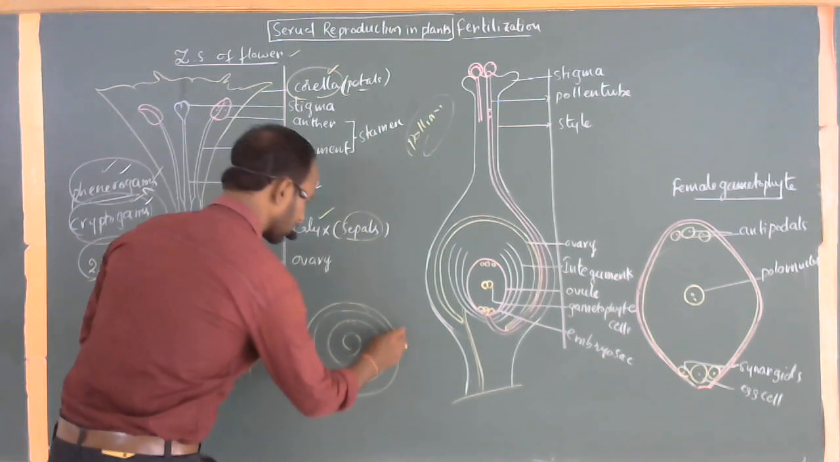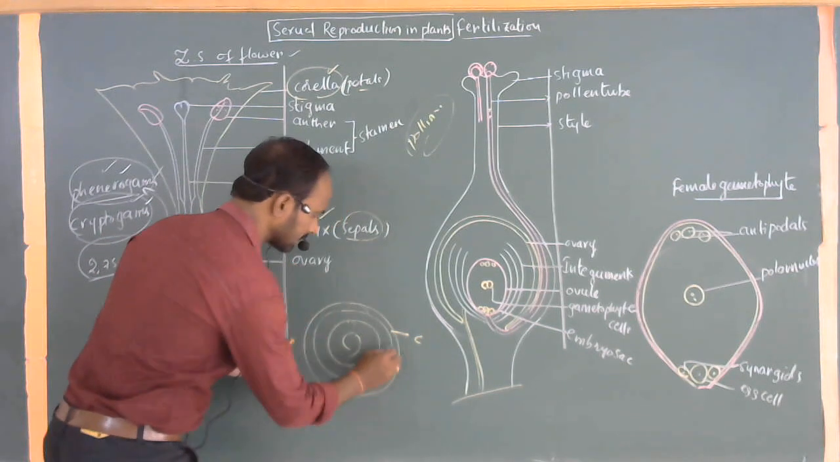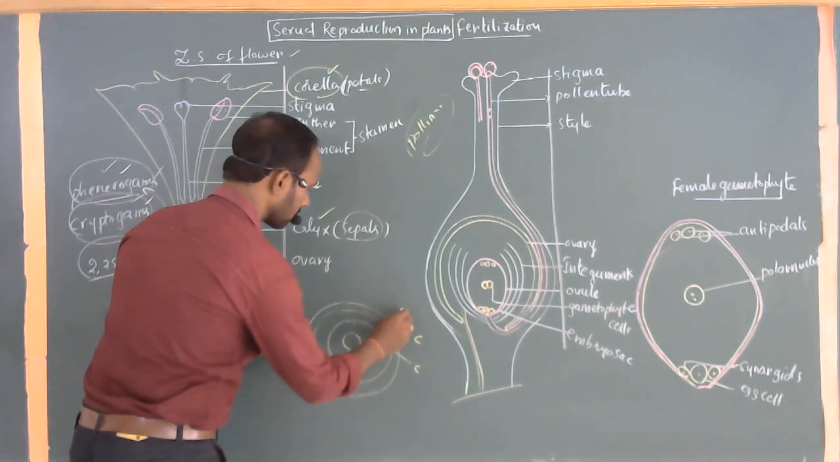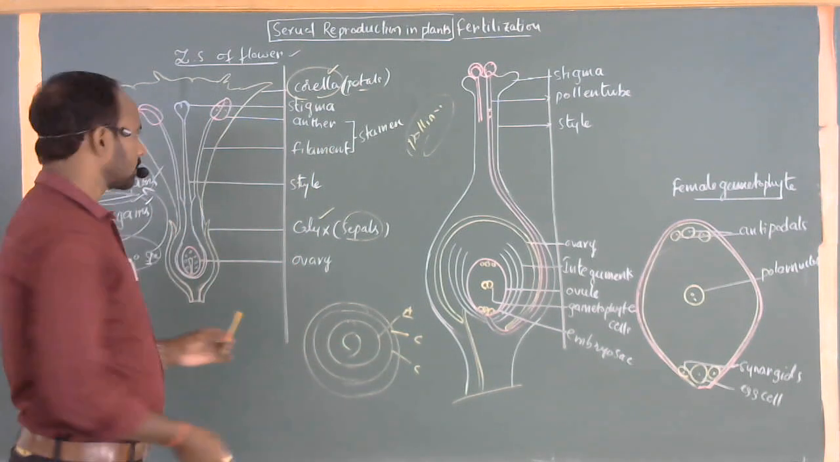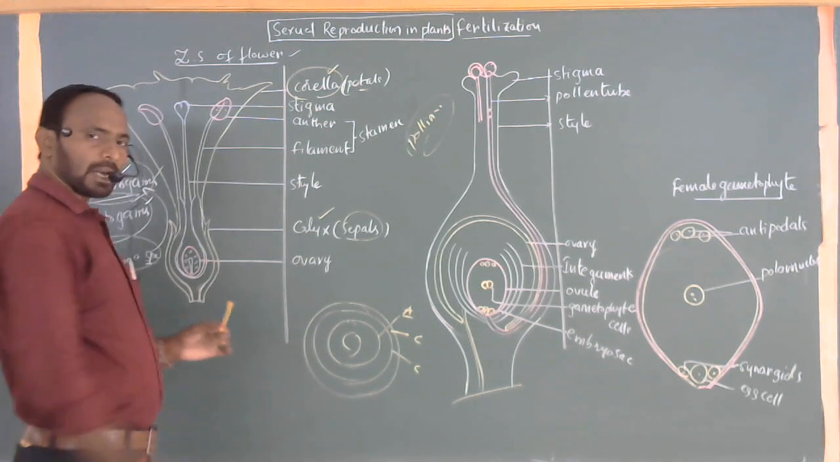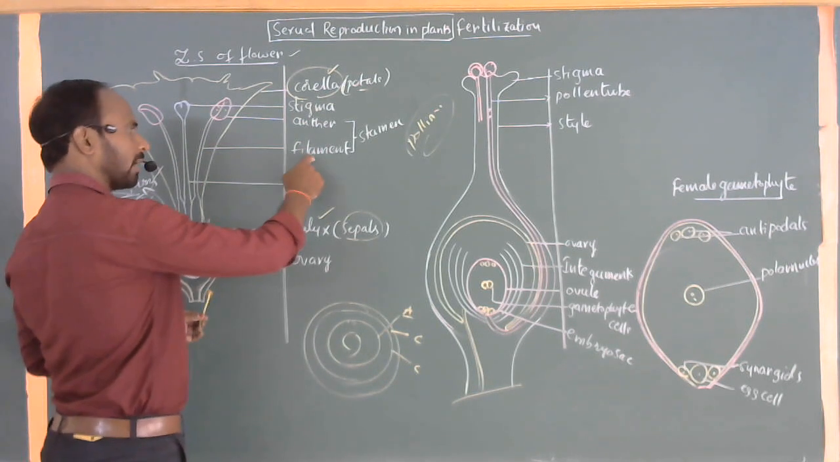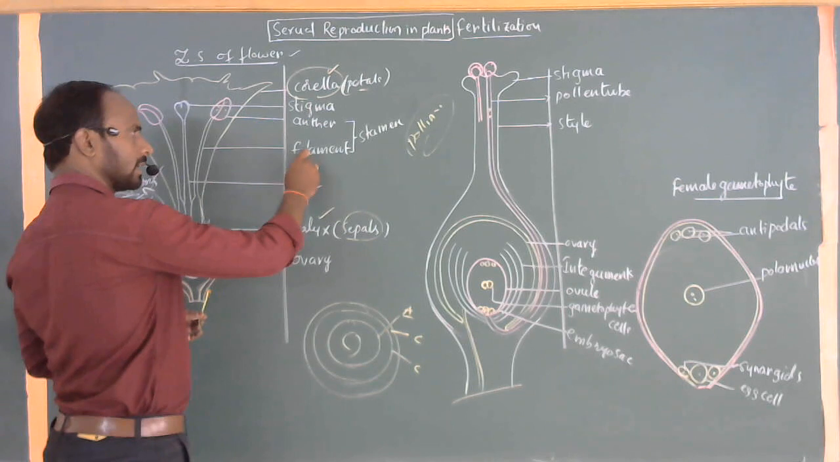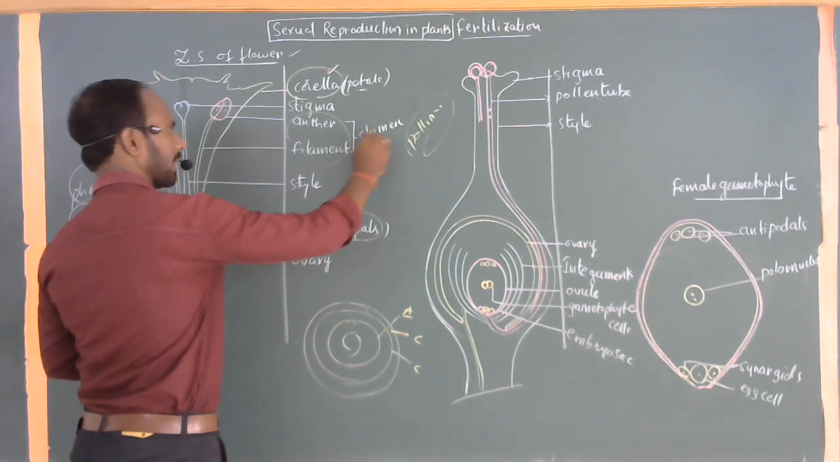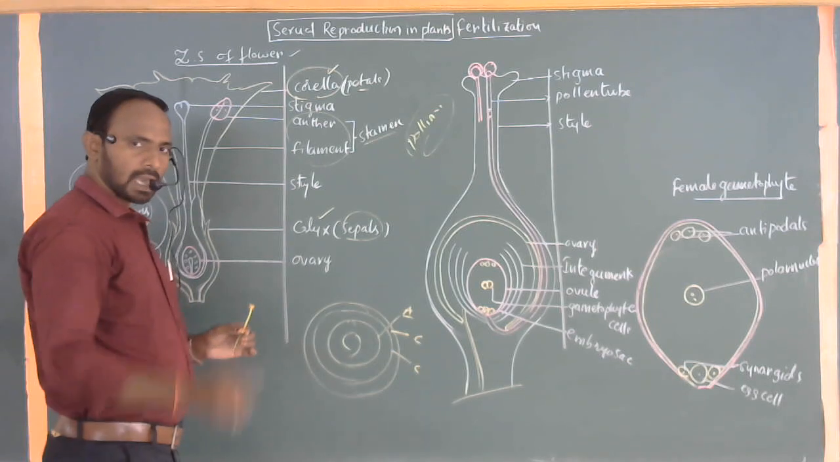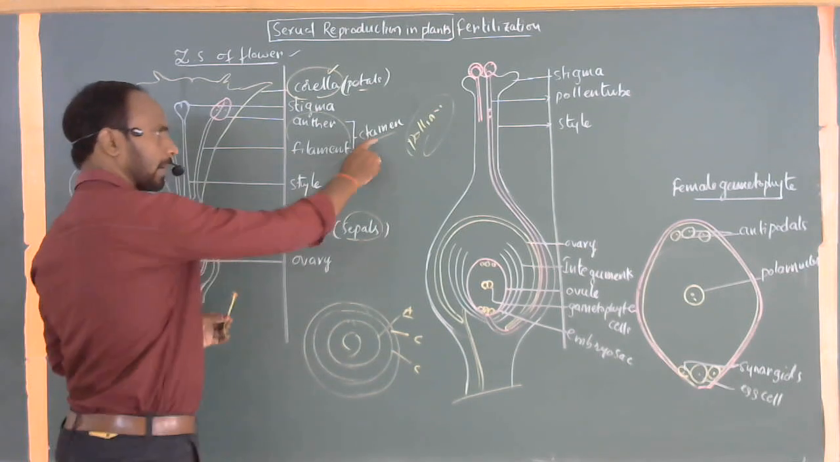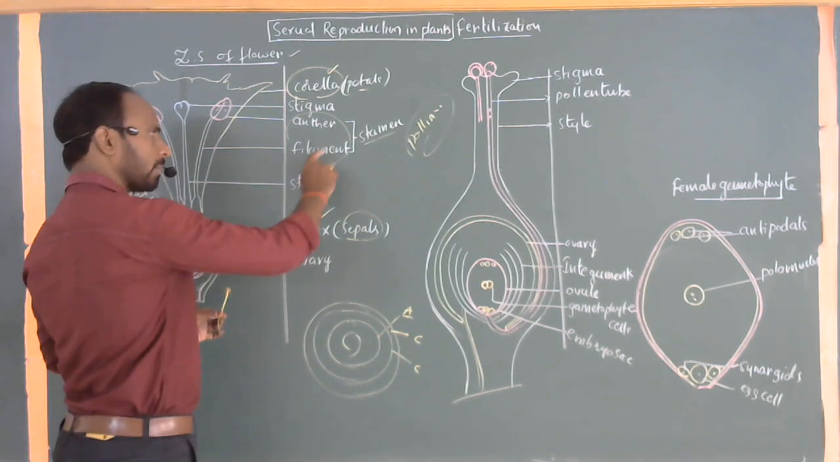The first ring is called the calyx. The second one, the corolla. The third ring, say androecium. See, here in the typical flower, anther and filament. These two together are called a stamen. A group of stamens together is called an androecium. Androecium is the combination of stamens. Stamen is the combination of filament and anther.